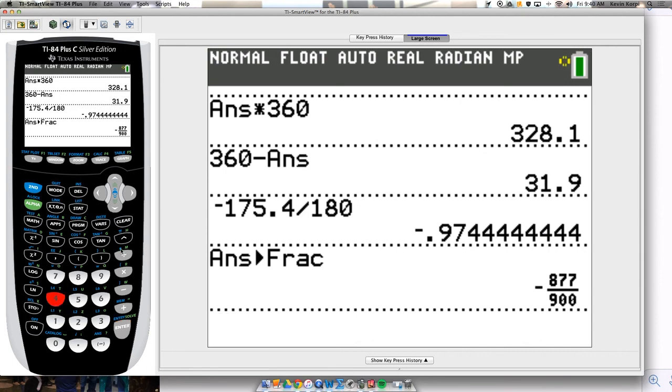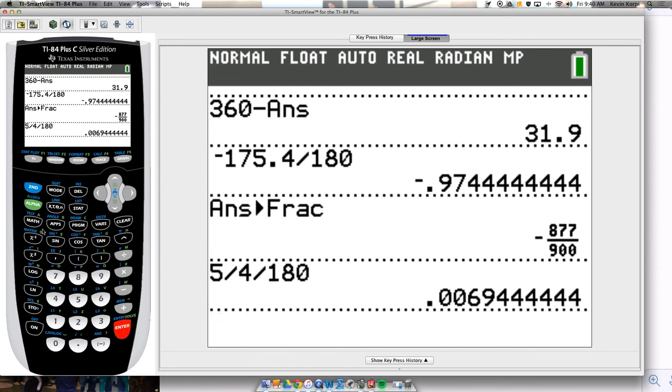5 pi divided by 4, divided by 180. I'll finish it up while y'all are turning stuff in. Math, enter, enter.